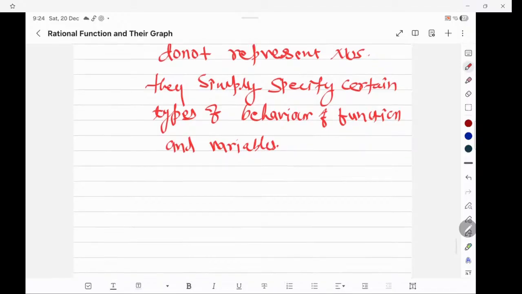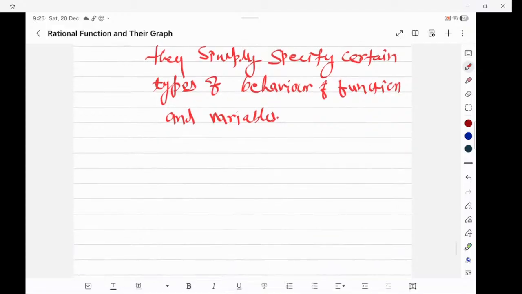So this is the basic concept of the rational function and its graph. Today we have discussed it like this. In the next class we will discuss the vertical asymptote and horizontal asymptote, and how to find the vertical and horizontal asymptotes and their domain and range.